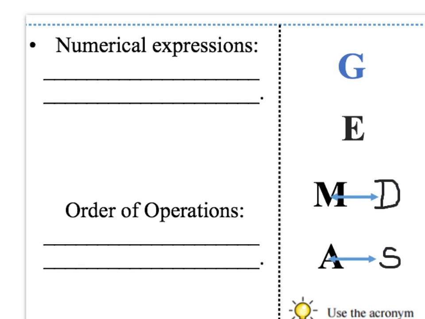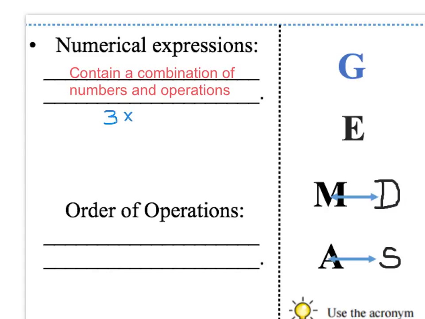Our first vocabulary word says numerical expressions. And numerical expressions contain a combination of numbers and operations. So an example of this would be 3 times 2 plus 4 divided by 4. This is an example of a numerical expression because it contains numbers and it contains operation signs. So the multiplication sign, addition sign, and division sign are operation signs. So this is an example of a numerical expression because it contains numbers and operations. Notice it does not have an equal sign.